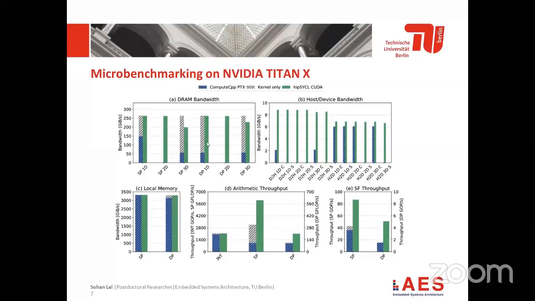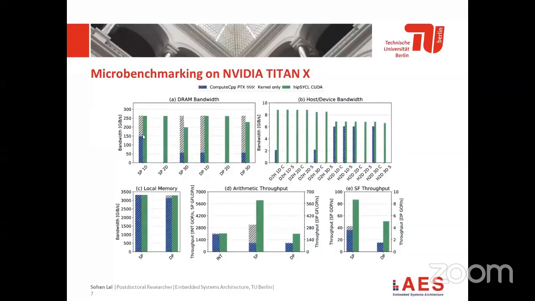Second, the compute CPP performance is split into 2 bars. The gray bar indicates the performance using kernel-only execution time, while the blue bar shows the performance using overall execution time. This was done to deal with an unexpected bug that we found in compute CPP PTX. Please read the paper for more detail. The HipSQL performance is always based on the overall execution time.